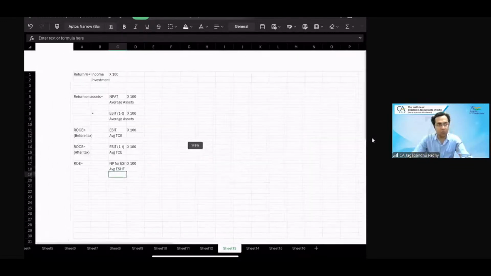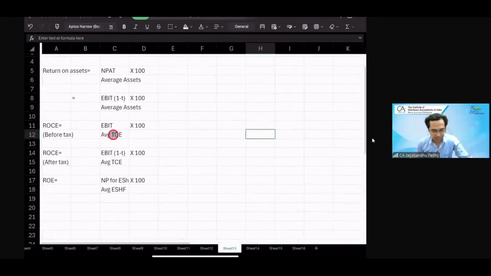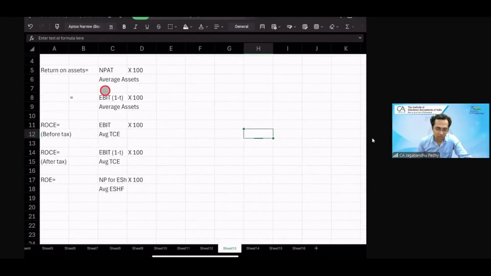Then one point to note is return on assets is always going to be computed as net profit after tax, which is EBIT into 1 minus T, upon average assets. So all these return numbers are always going to be expressed in terms of percentage, and the denominator will always comprise averages.